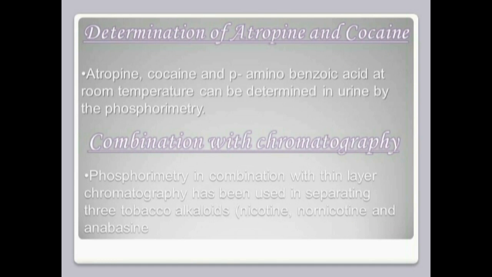Next is the determination of atropine and cocaine. Atropine and cocaine and p-aminobenzoic acid at room temperature can be determined in urine by the phosphorimeter. Also, phosphorimeter in combination with thin layer chromatography has been used in separating three tobacco alkaloids, that is nicotine, nornicotine and anabasine. These techniques help us to extract different components in certain samples.